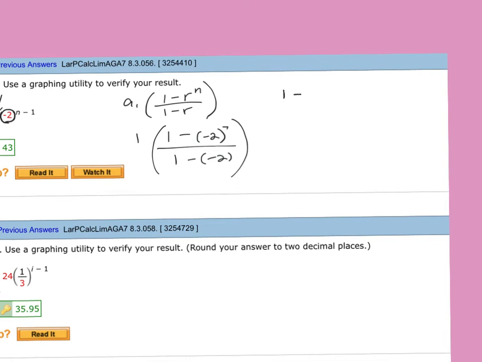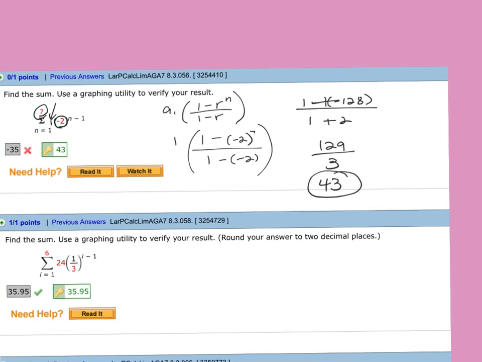So I'd get 1 minus -128 over 1 plus 2. So I'd get 1 plus 128, which is 129 over 3, and that's 43. So I'm assuming it was the same thing for Psi. Was that you? No. Yeah, both Psi and Amanda. That it was the A1 being 1 that threw you?